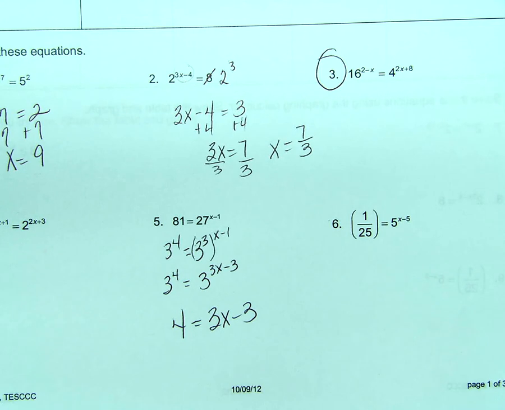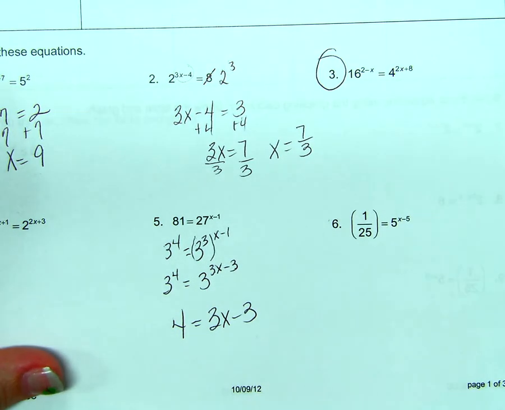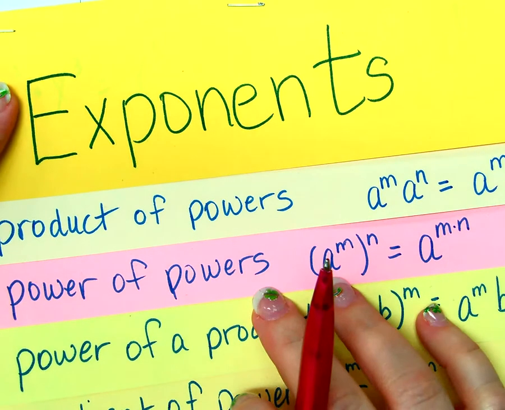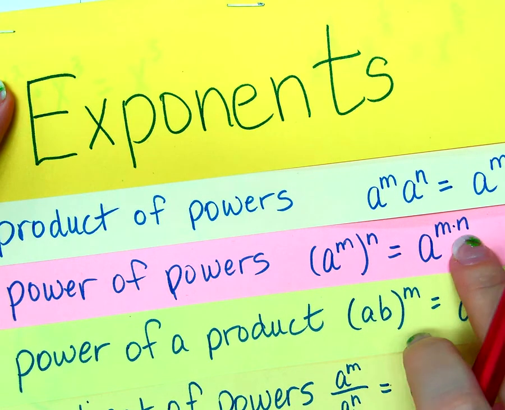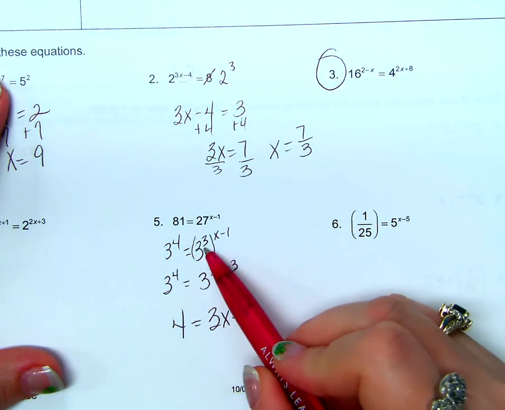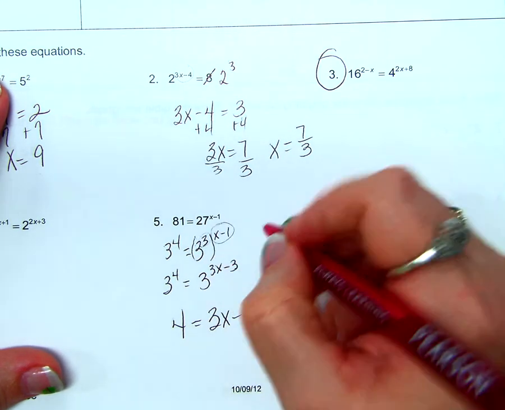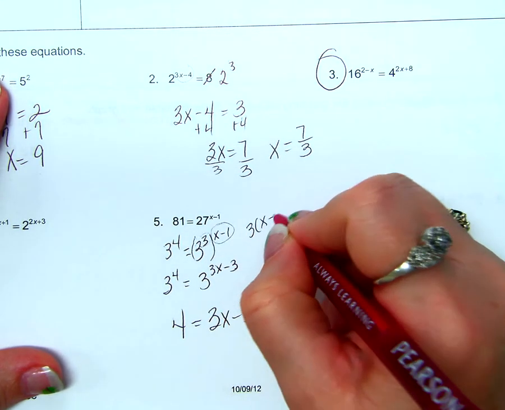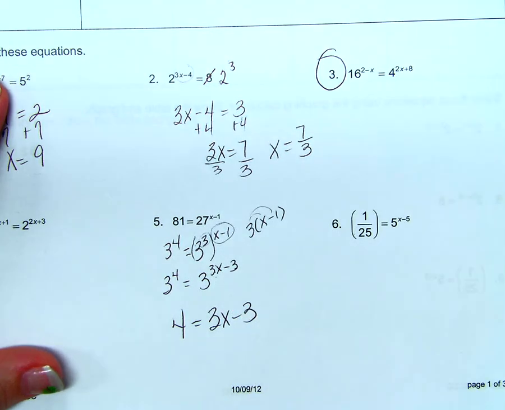How'd you get the 3x minus 3? I got this 3x minus 3 because we looked on our foldable from yesterday, the power of powers, and if I'm raising a power to a power, I multiply those two numbers. The only difference is this time it's not just two numbers, but this and that whole thing. So I had 3 times x minus 1, and when I distributed right there, I got 3x minus 3.